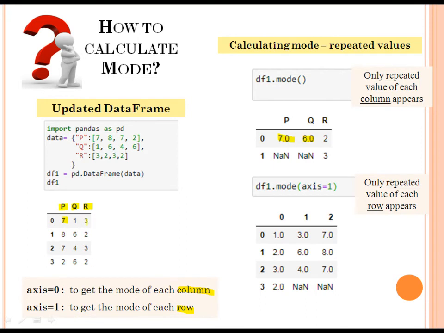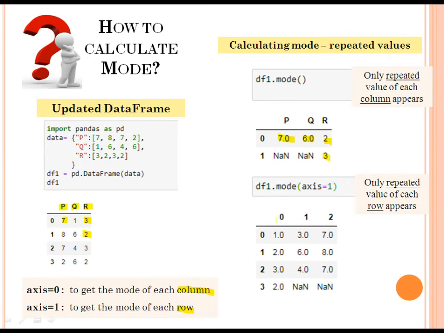Now see the last column R. What is the repeated value? Yes, you are true, children. There are 2 repeated values, 3 and 2. So the mode function will display both of them. First it will show the 2 and then 3. Now it is clear.